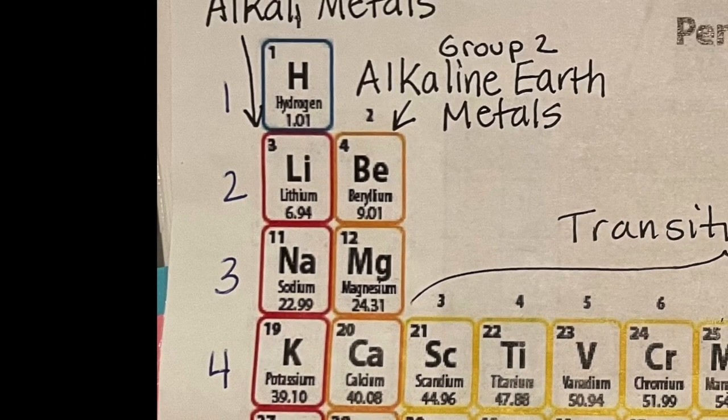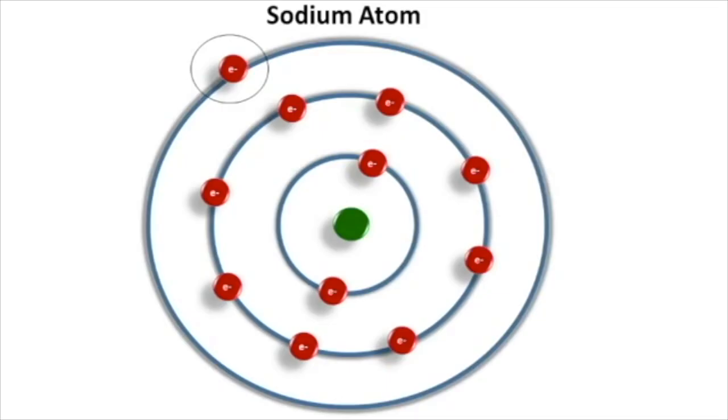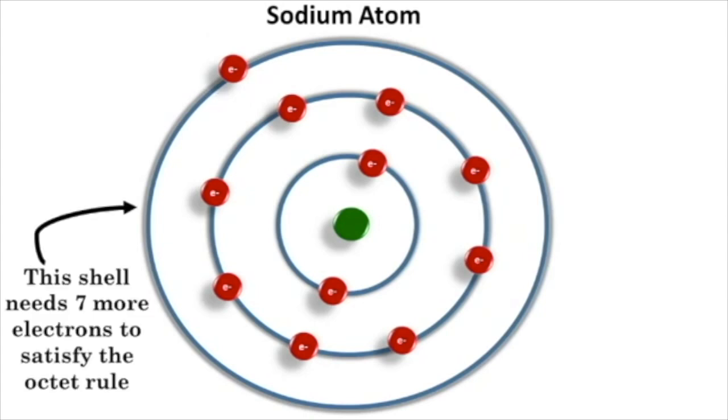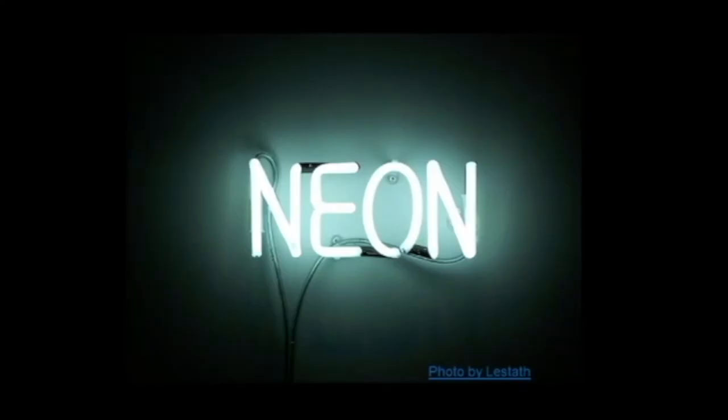Take Na, sodium. It's in group 1, so it has 1 valence electron. It does not have a stable octet. It either needs to gain 7 electrons to fill that highest energy level, or it's easier for it to just lose 1, and now the energy level underneath is full. It actually has the same electron configuration as neon, the nearest noble gas.